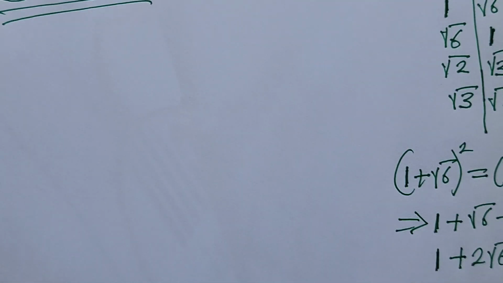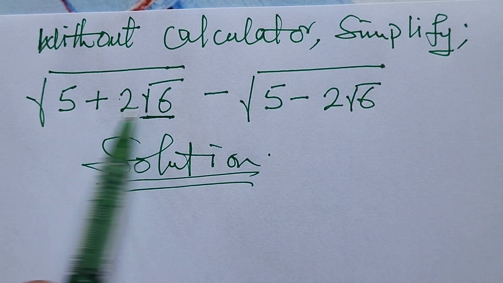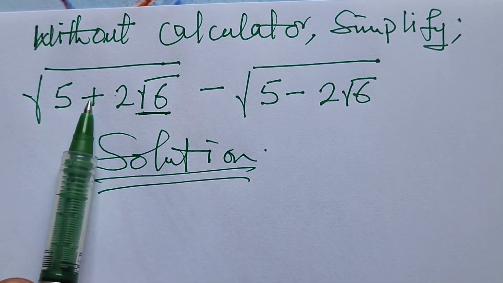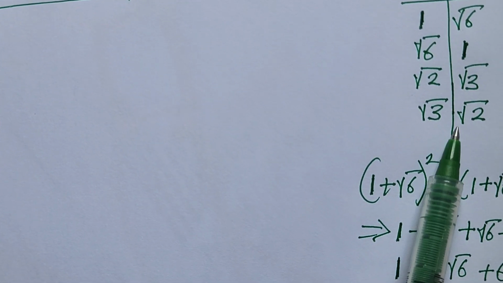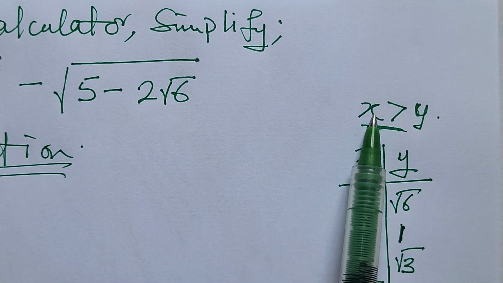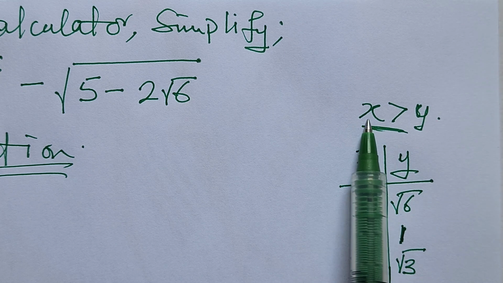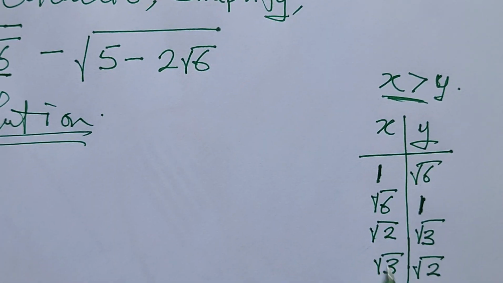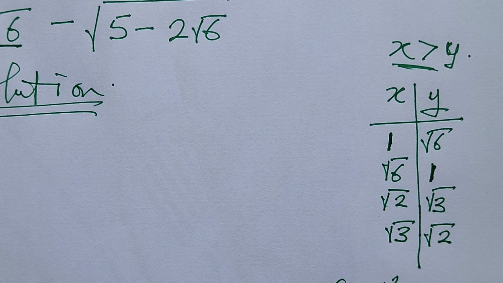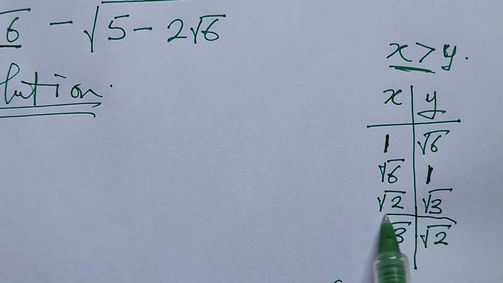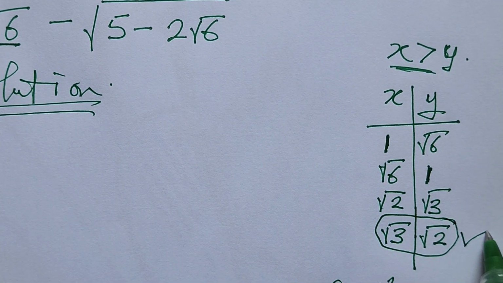Now let's check what we have in our original equation. Same thing we have here, 5 plus 2 into the square root of 6. So this works out. And again, like I said earlier on, because we have established the fact that x must be greater than y, we don't have to try this, because it is going to give us a different answer. So we're going to take this. This is what is going to work out here.